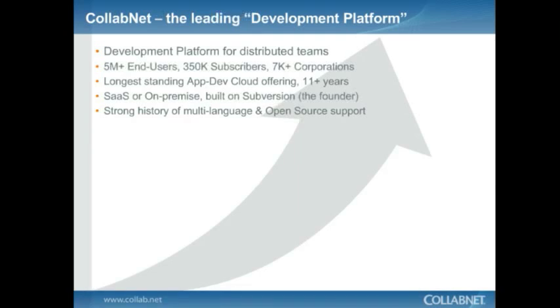So we've got 5 million end users using our Subversion tools and our development tools that are out there. We have 350,000 subscribers, 7,000 corporate customers. We have a long-standing app dev cloud offering that's 11 years old, as well as a large community of active contributors to many of the open source projects themselves. The SaaS and on-premise options for the product have really made it an adjustable and adaptable opportunity for customers to define the solution that is best for them and take on the amount of risk that they have.